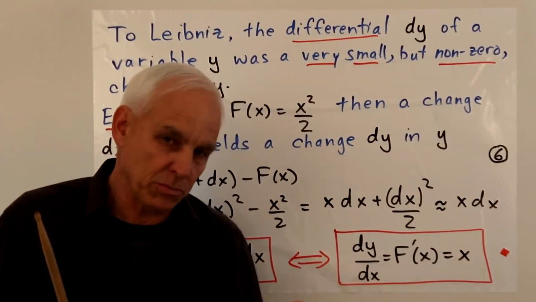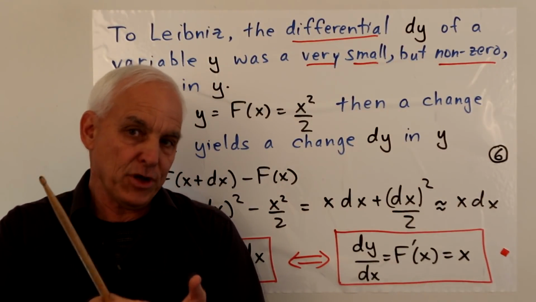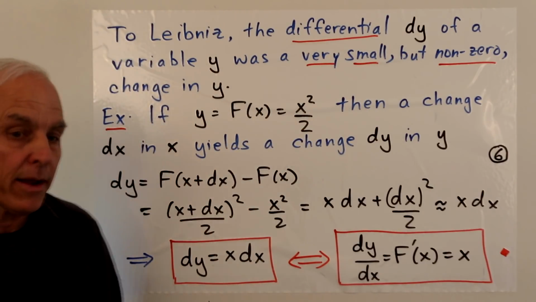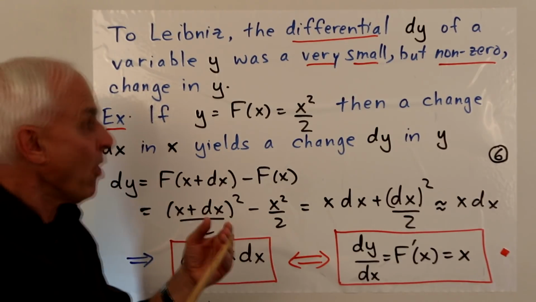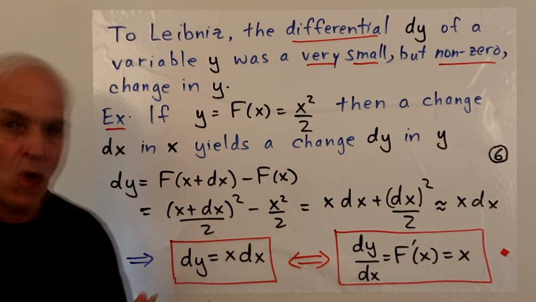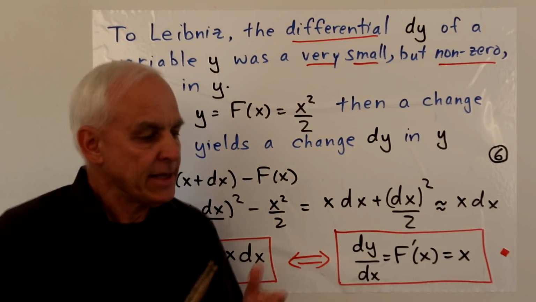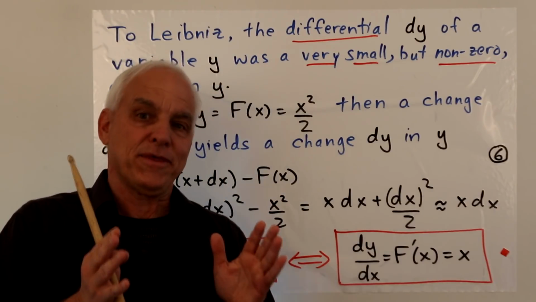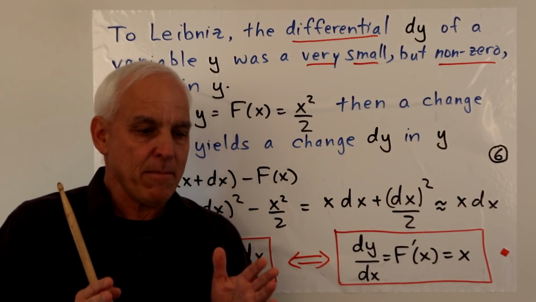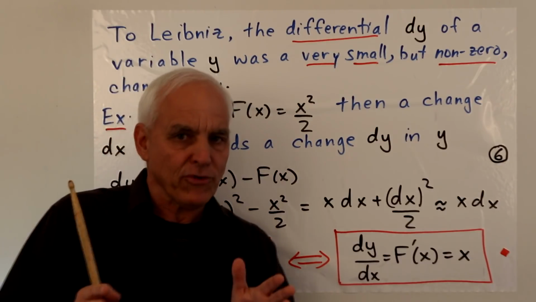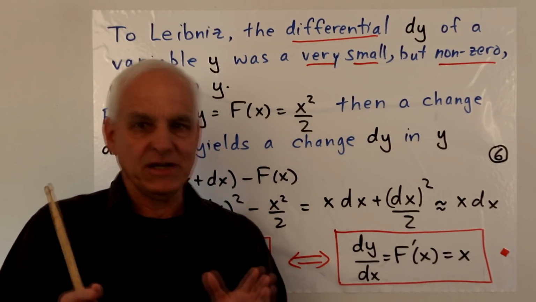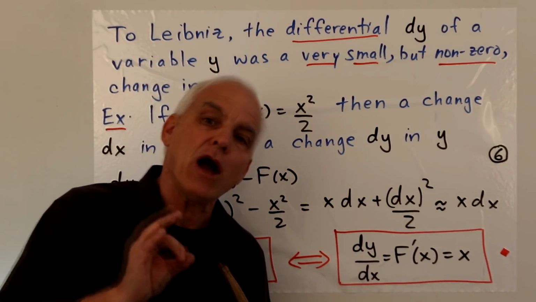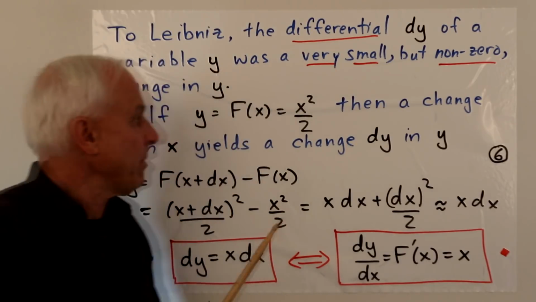So Leibniz thought in terms of variables and their changes. So the differential dy of a variable y was to him a very small but non-zero change in y. Okay? And he recognized that you could actually do algebra with these quantities, treating them as sort of like numbers, but with a little bit of a difference because they are supposed to be numbers which are really, really small, but not quite zero. So let me give you an example of that.